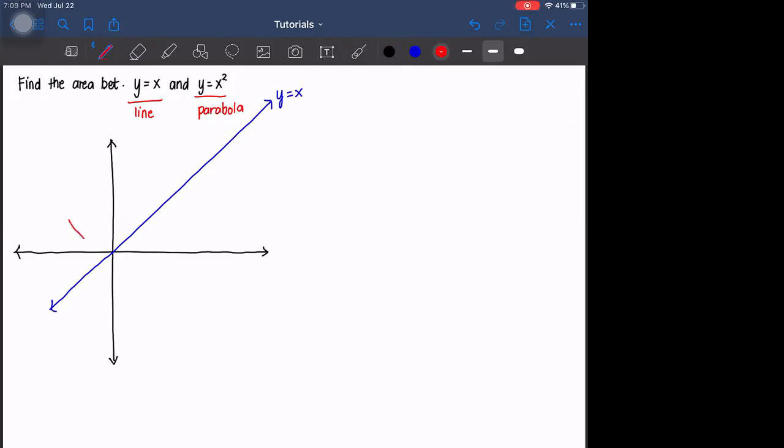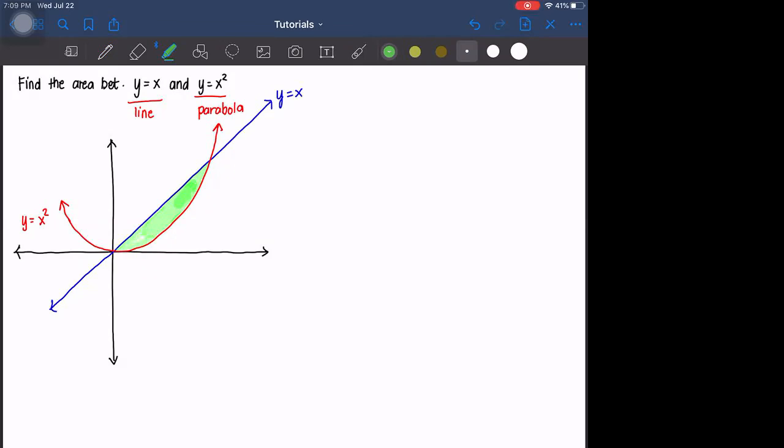Is the parabola facing upward? This is y equals x squared. So the area between y equals x and y equals x squared is this area. As you can see, it does not touch the x-axis or the y-axis.